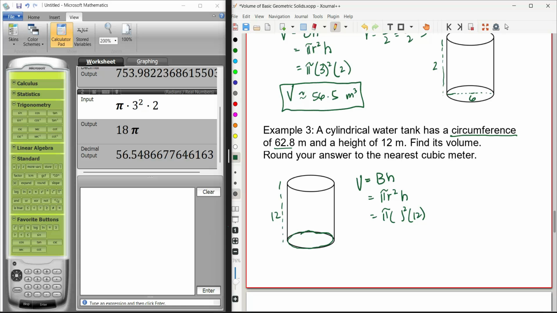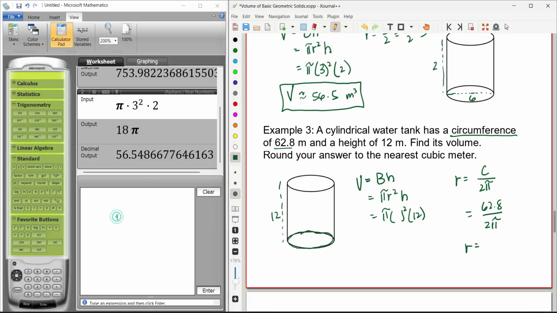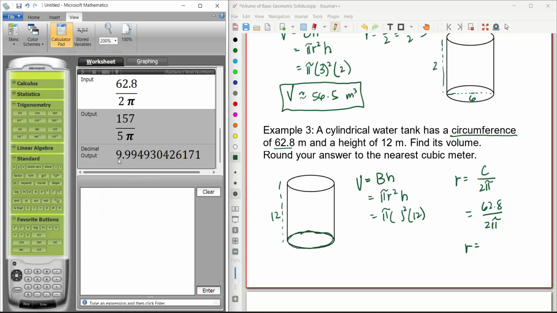So to find the radius given the circumference, all we need to do is to divide that by 2 pi. So meaning 62.8 divided by 2 pi to find the radius. Let's see. So 62.8 divided by 2 pi. There you go. And the answer is 9.99. Let's use the 9.99, okay? So I'm going to put that here now.